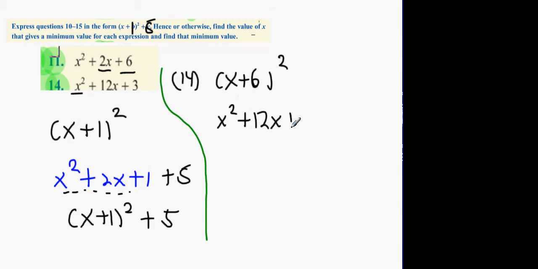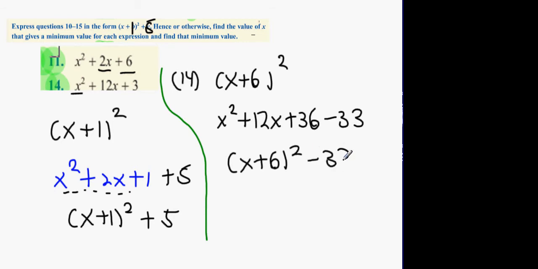And what I'm noticing is that we want 3 at the end. We don't want 36. So what we need to do is take away something from 36 that brings it back to 3. Minus 33. Bring it back to its perfect square form. (x + 6) squared minus 33. And that's our answer. In this case, b is 6 and c is minus 33.